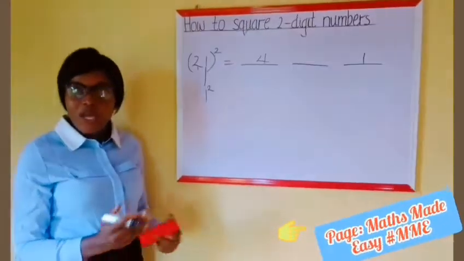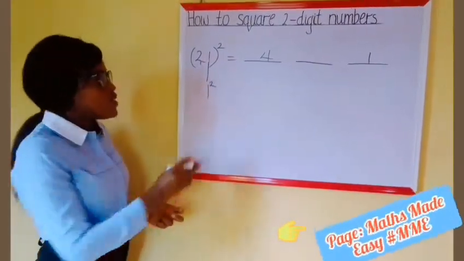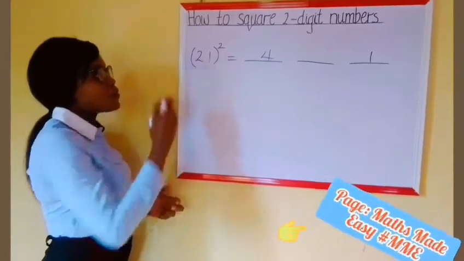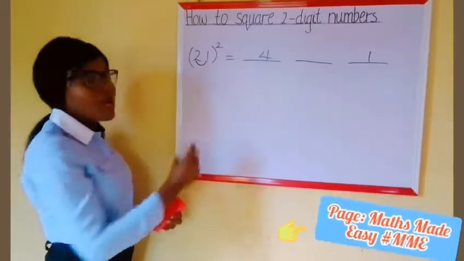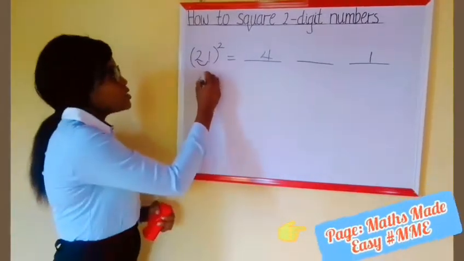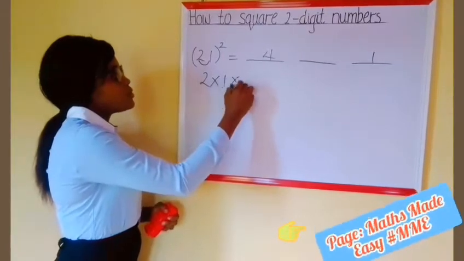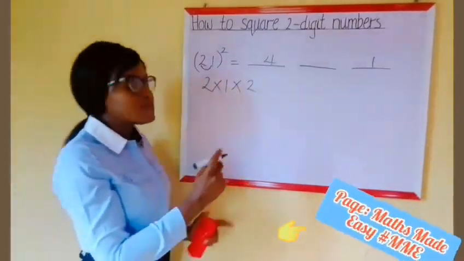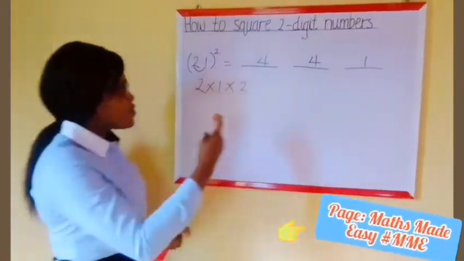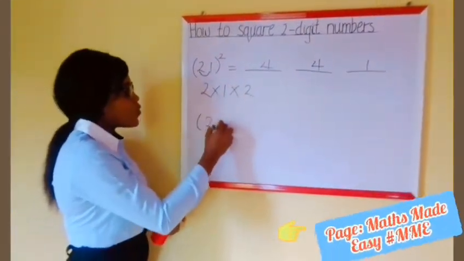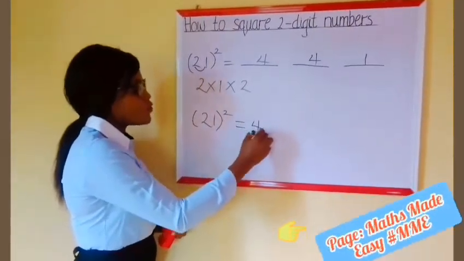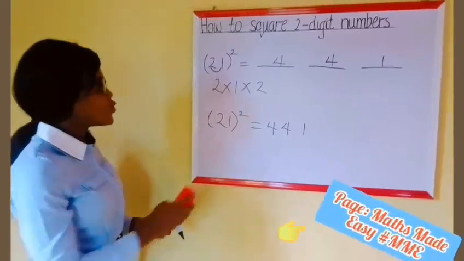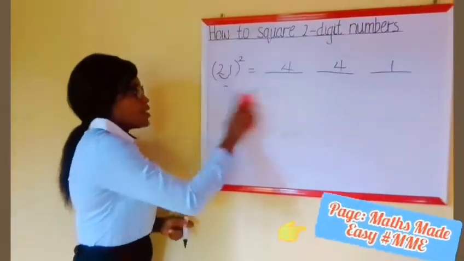Now for the middle part, we are not going to leave it empty. To do this, you find the product of the two digits of the original number, and then you multiply your answer by 2. 2 times 1 times 2. 2 times 1 is 2, times 2 is 4. So you write your 4. Therefore, the square of 21 is equal to 441.